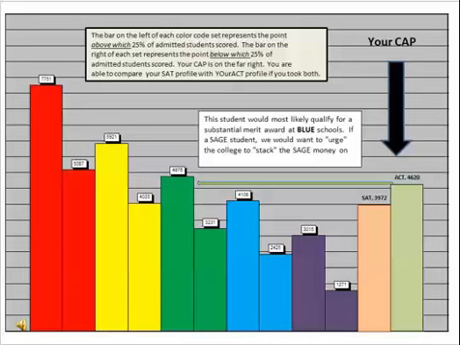And if you're looking for money, who do you think gets funded? That's right, the students near the top quartile and above the top quartile at the college.